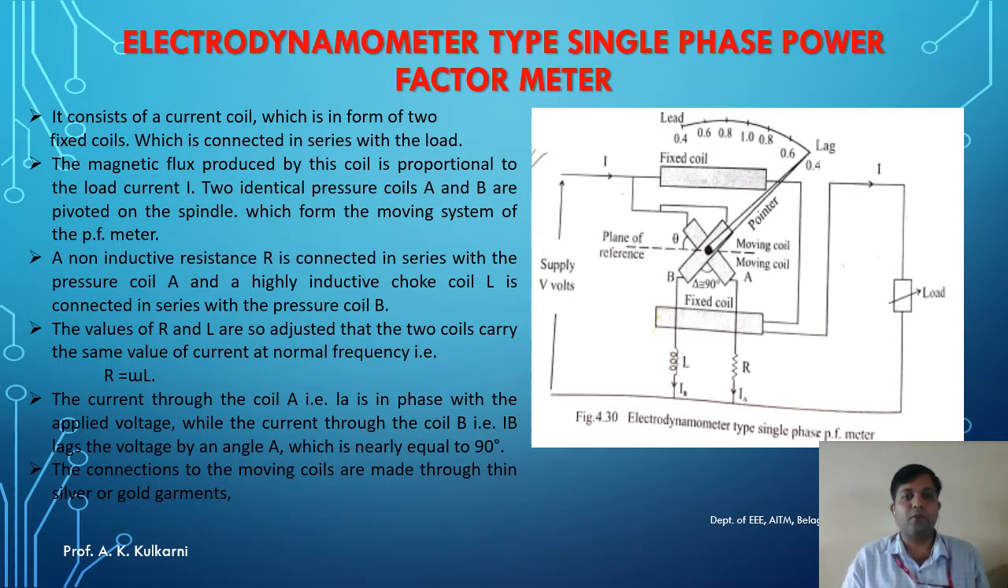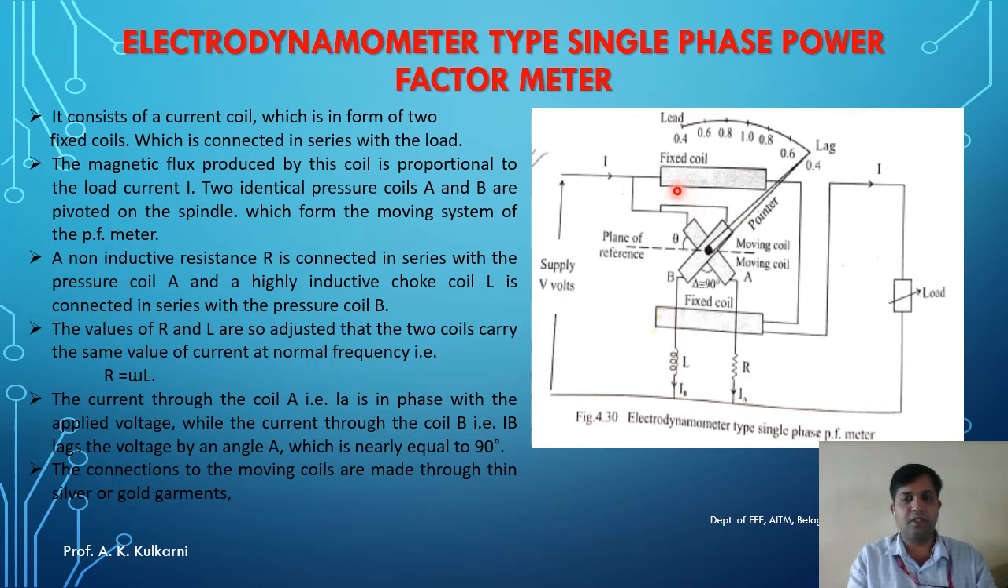The electrodynamometer type of single phase power factor meter is used to measure the power factor of the given supply. Okay, so this is the device, and the construction of the device looks like this. It consists of a current coil in the form of two fixed coils. We can clearly see there are two fixed coils which are separated from each other and connected in parallel fashion. In between these two fixed coils, a moving coil will be placed.